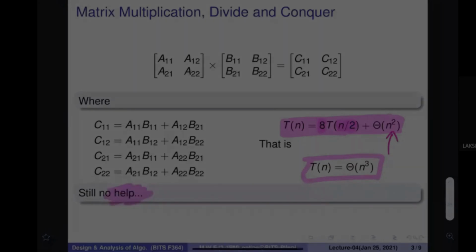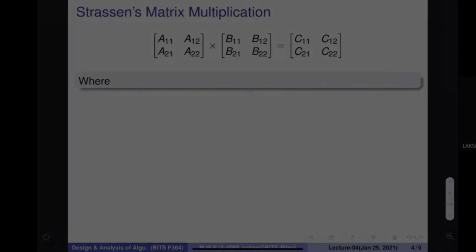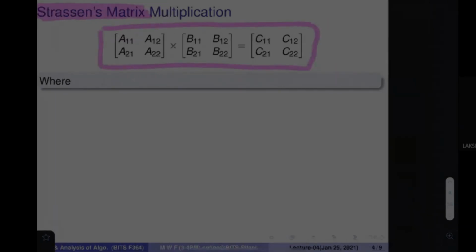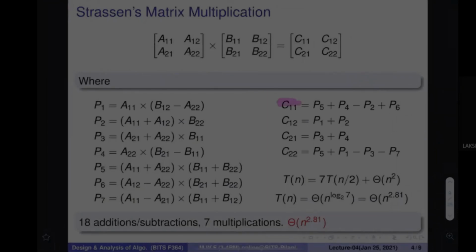I don't know how, it's very difficult to tell, but there was one person, Strassen, who came up with this particular idea. He told that if you want to find the matrix multiplication, essentially you want to find the value of C11, C12, C21, and C22. He told that you don't use the method that you were earlier using. Instead, you find these 7 terms, P1, P2, P3, P4, P5, P6, and P7.